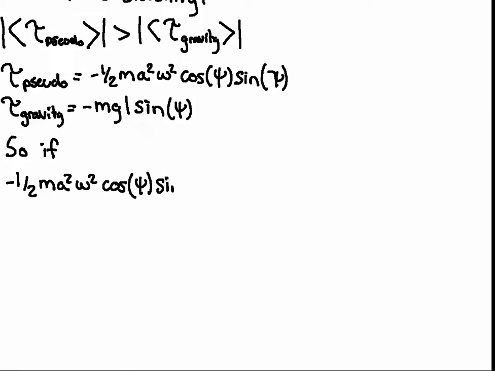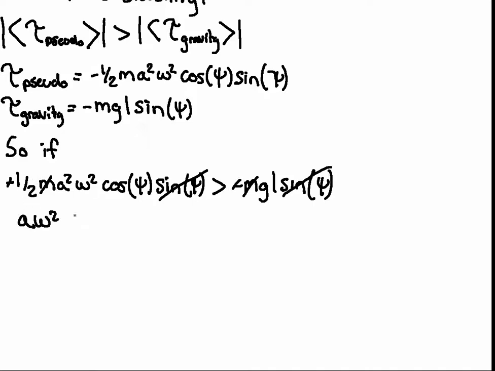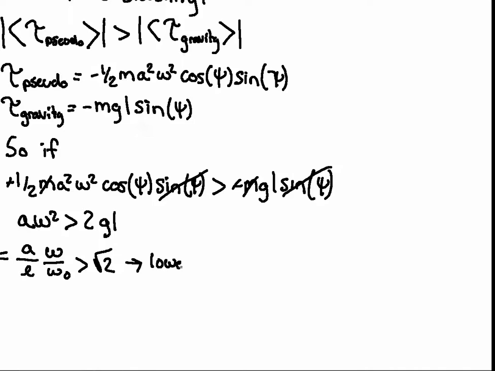Since we are only interested in whether or not the torque due to the pseudoforce can exceed the torque due to gravity, we make the following inequality. Canceling out terms yields a omega squared is greater than 2 g l. Using the fact that omega naught equals root g over l, we find the following. If a over l times omega over omega naught is greater than root 2, the system is stable.